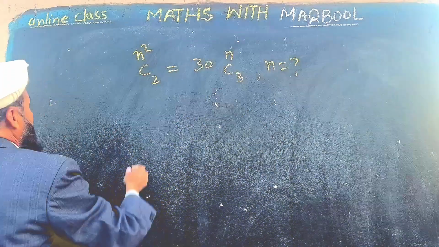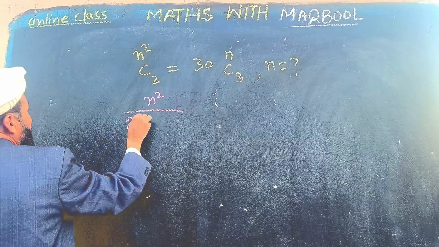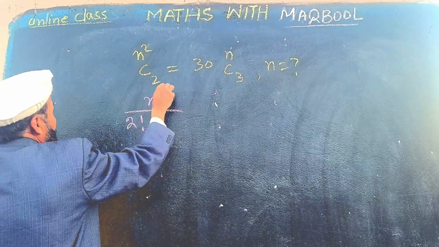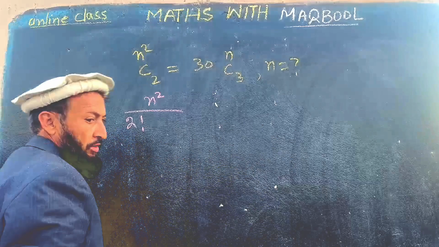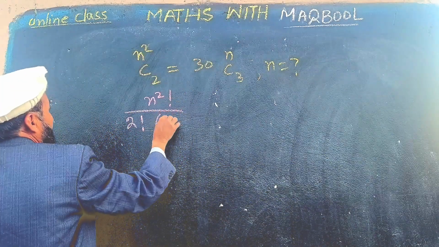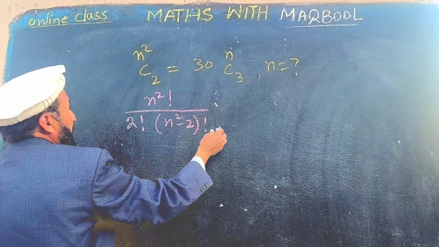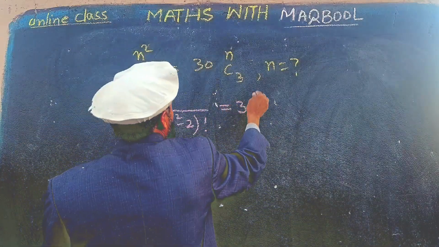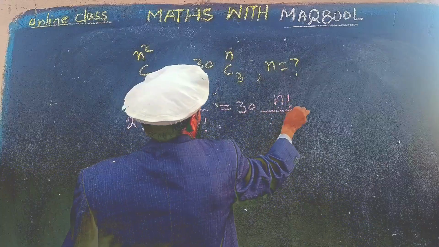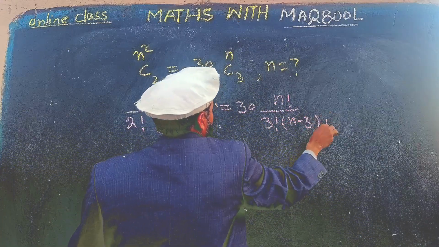In this type of question, we expand n² C 2 as n² factorial divided by 2 factorial times (n² minus 2) factorial. According to the formula, we can write 30 times n factorial divided by 3 factorial times (n minus 3) factorial.